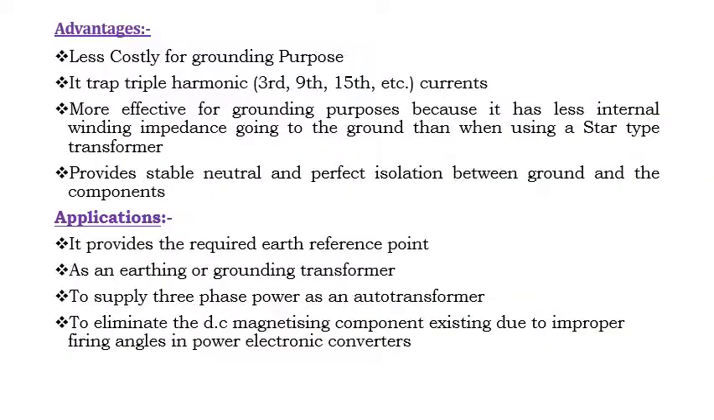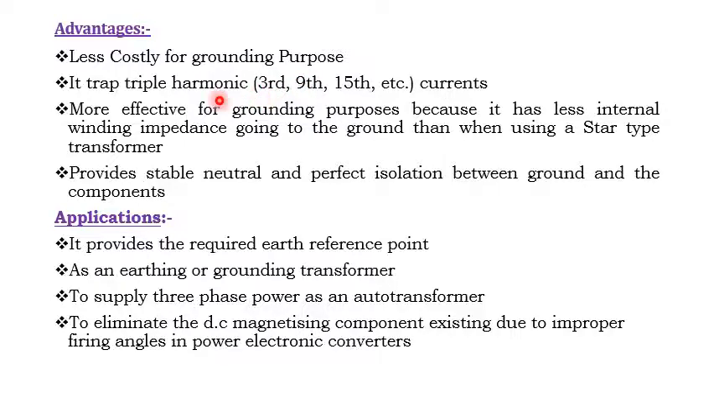Now we'll go for some advantages of this type of connection, that is the star zigzag star connection. The first advantage is that it is less costly for grounding purposes. With this type of connection you can easily get the neutral point on both sides, so that you can just ground it. Such a transformer can be used as an auxiliary grounding transformer. Since it is less costly for grounding purposes, this is one advantage.